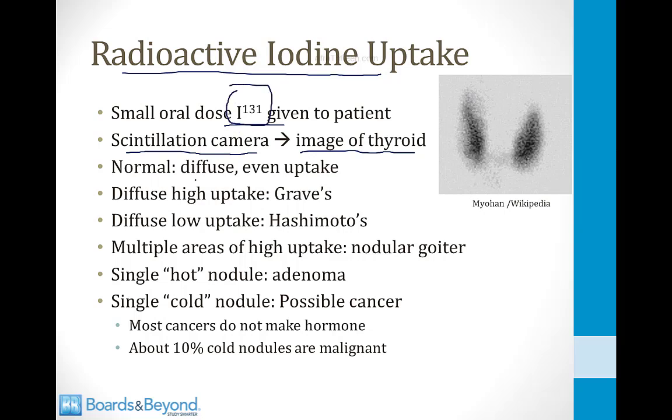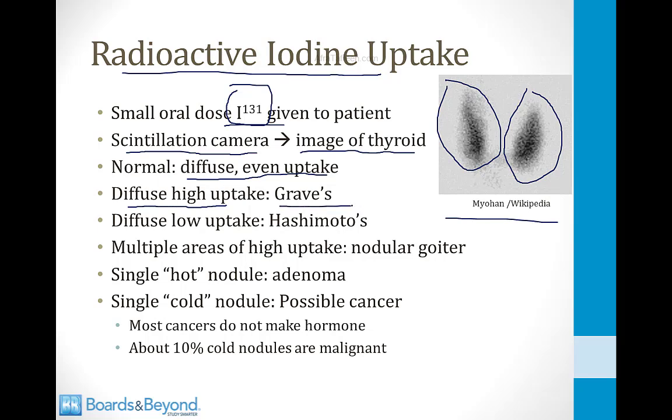And a normal thyroid will show diffuse even uptake of both lobes. This is a picture of a radioactive iodine uptake test of someone with a normal thyroid. You can see two lobes that are both lighting up equally and normally. If you see diffuse high uptake of the iodine-131, that means that the thyroid gland is overactive. That's what you can see in disorders like Graves' disease, where the patient is hyperthyroid from excessive production of thyroid hormone. If you see diffuse low uptake of the iodine-131, that's what you can see in patients with long-standing Hashimoto's thyroiditis, where the thyroid gland has begun to be burned out.